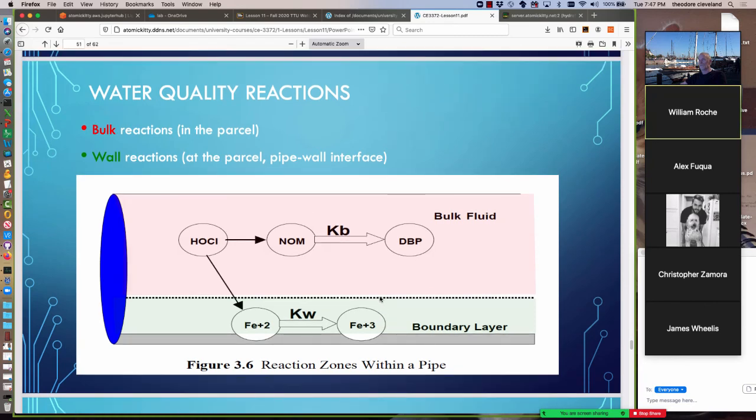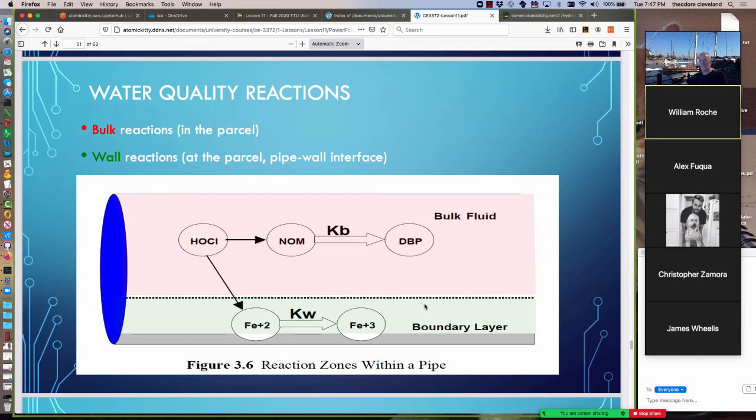There's also reactions that are provided for in the program. There's bulk reactions, so you can think of that as reactions that occur out in the fluid phase. And wall reactions, those are reactions that occur at the pipe wall liquid interface. And in the computer program, there are provisions for each, or you can turn one or the other off.